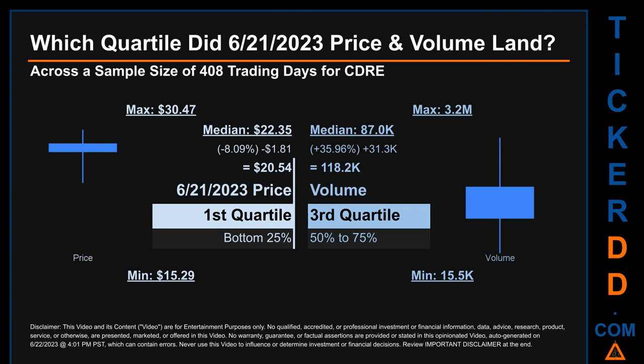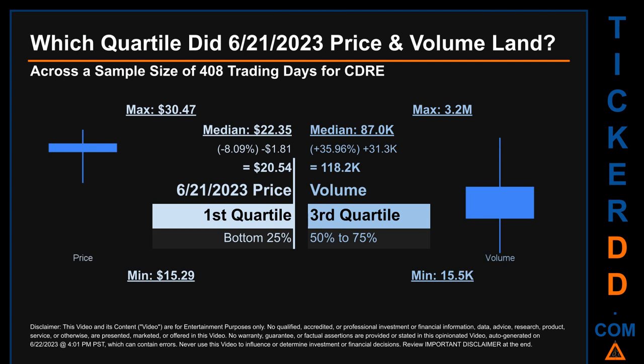Which quartile did June 21, 2023 price and volume land? Across a sample size of 408 trading days, the maximum end-of-day price for CDRE was $30.47 while the minimum was $15.29. Within that price range, June 21, 2023 price, of $20.54, landed within the first quartile, meaning it was within the bottom 25% of all sampled end-of-day prices. The day's volume landed within the third quartile, that is within the 50% to 75% range of all sampled daily volume, which saw a max daily volume of 3.2 million and a minimum of 15.5 thousand.